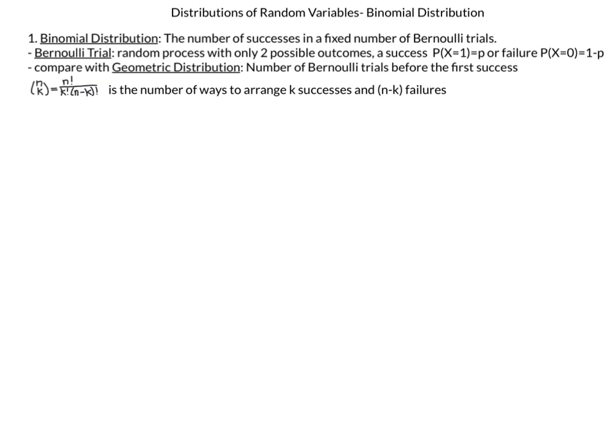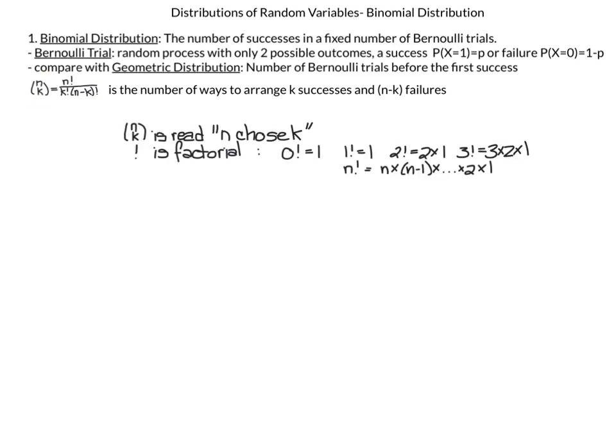Before we go on to the formula for the binomial distribution, we need to know what this N choose K notation is. So N choose K is read, first of all, this parentheses with N, K is read N choose K. This exclamation point after the N and after the K and after the N minus K is a factorial. And factorial is sort of this repeated multiplication. So you start with whatever number you have. If it's like 3, then you just do 3 times and you keep decreasing until you get to 1. So 0 factorial by definition is equal to 1.